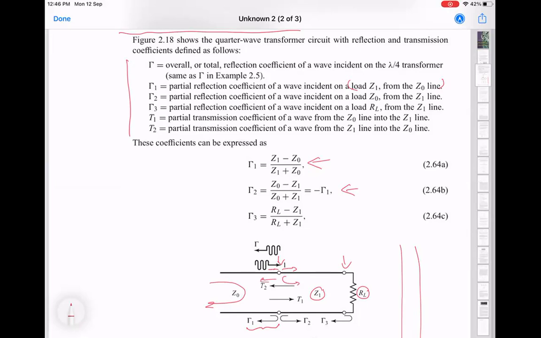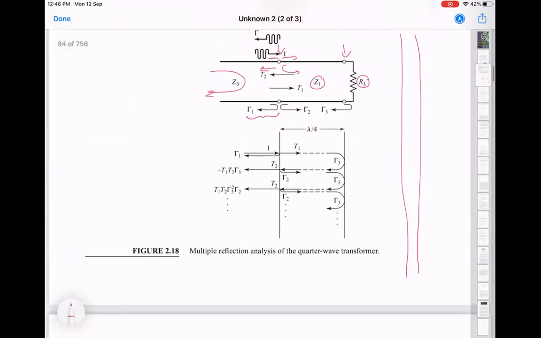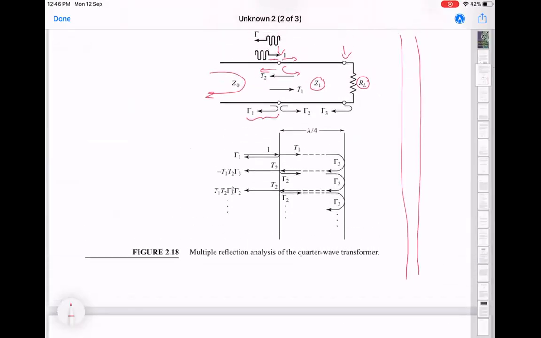So that's P1 and P2. Okay, and the expressions are given here, and T1 and T2, as we calculated earlier, can also be calculated the same way. Then this picture comes in of how you think about this whole thing in terms of multiple reflection. Right? So you first come in with a wave, it partially reflects, partially transmits. The partially transmitted wave undergoes a reflection with coefficient gamma 3, comes back here, and then gets partially transmitted with the transmission coefficient T2, but also reflects with a reflection coefficient gamma 2, and so on and so forth.